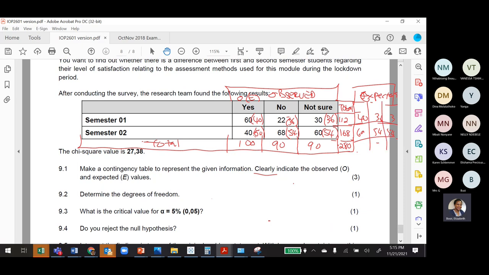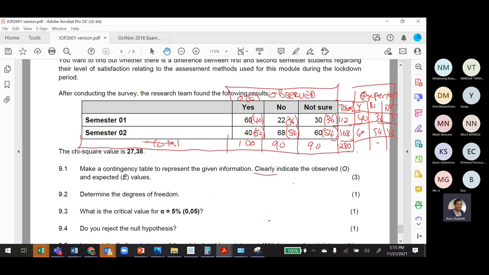60, 54, 54. And like I said, there is no right or wrong answer in terms of how you create your contingency table, as long as you are able to clearly explain the values. You can create one where it's just this table with the observed in the bracket, but you need to also clearly indicate that the expected are in the bracket so that they can know what they are looking at. Okay, so it's only for 3 marks. Depending on how you want to draw it, use any format you want.